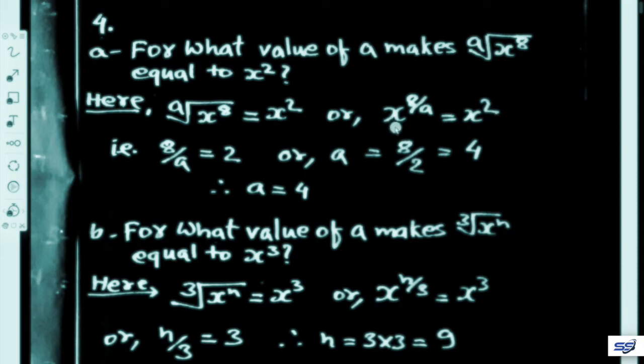Now the base x is the same, so we can simply write that the powers shall be equal. Here 8 upon a equals 2, so 2 and a shall be inverted. It becomes a equals 8 upon 2, which equals 4. Therefore the value of a equals 4. In this way we solve these simple and basic things. Now see some more.